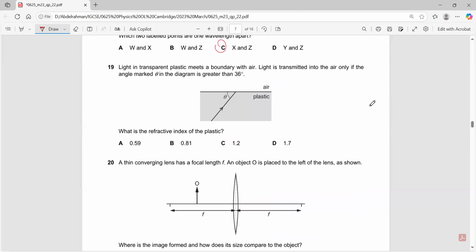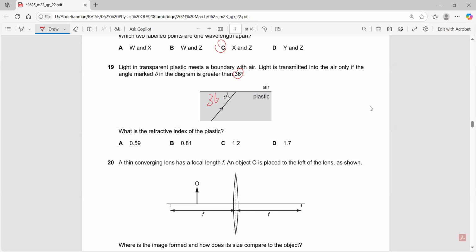Light in transparent plastic meets boundary with air. Light is transmitted into the air only if the angle is greater than 36. So if it's less than 36, it would not transfer out into the air. What is the refractive index of the plastic?